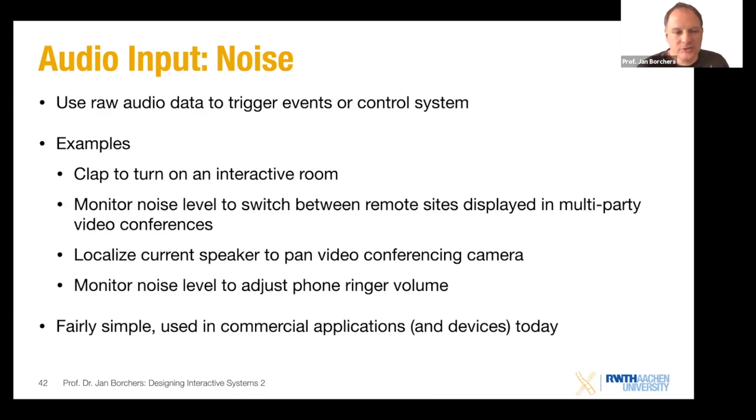Another thing that sometimes I wish my phone would be doing, it doesn't, adjusting the ringer volume on your phone based on your environmental noise level. So if you're in a loud party, maybe your phone should turn on its ringer a little more. And if you step out and you're in a quiet environment, maybe you don't need it so loud anymore. This is all fairly simple, and it's used in commercial applications today, right? I mean, even the example of noise canceling headphones, these kinds of zoom-ins are built into commercial products today. And it's not very hard to do, right? It's some basic signal processing, but you don't need to understand what's being said or something like this.